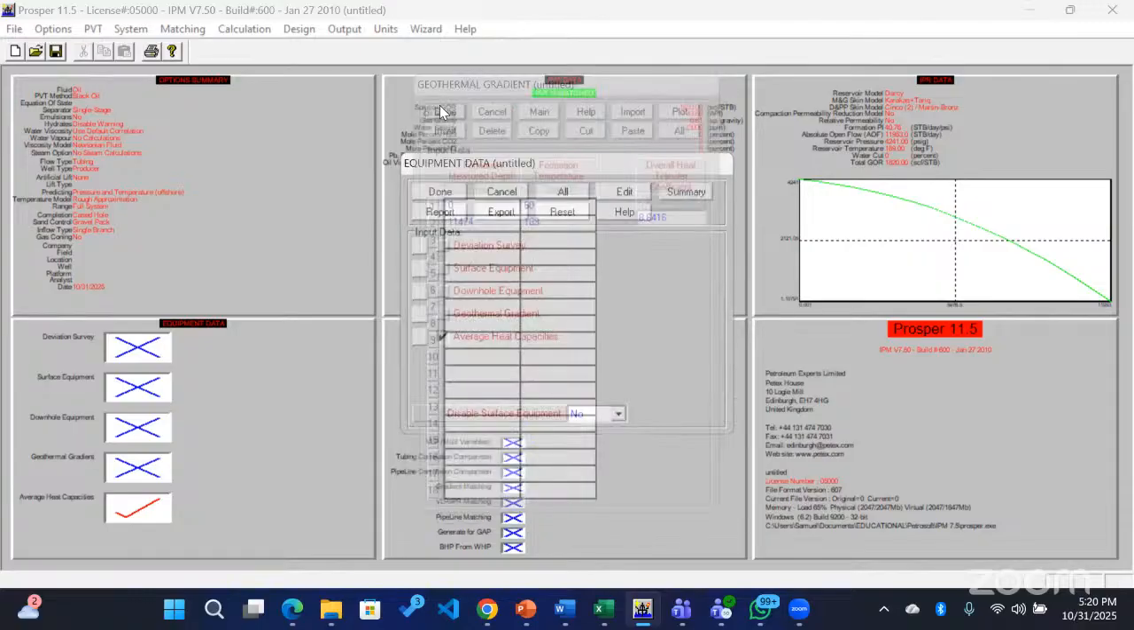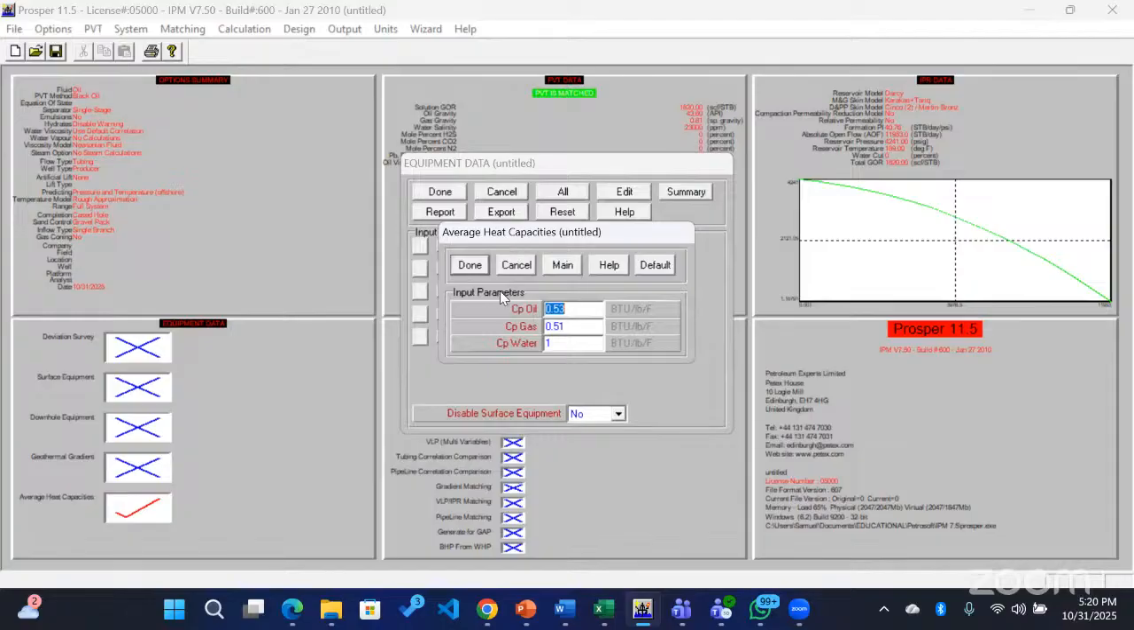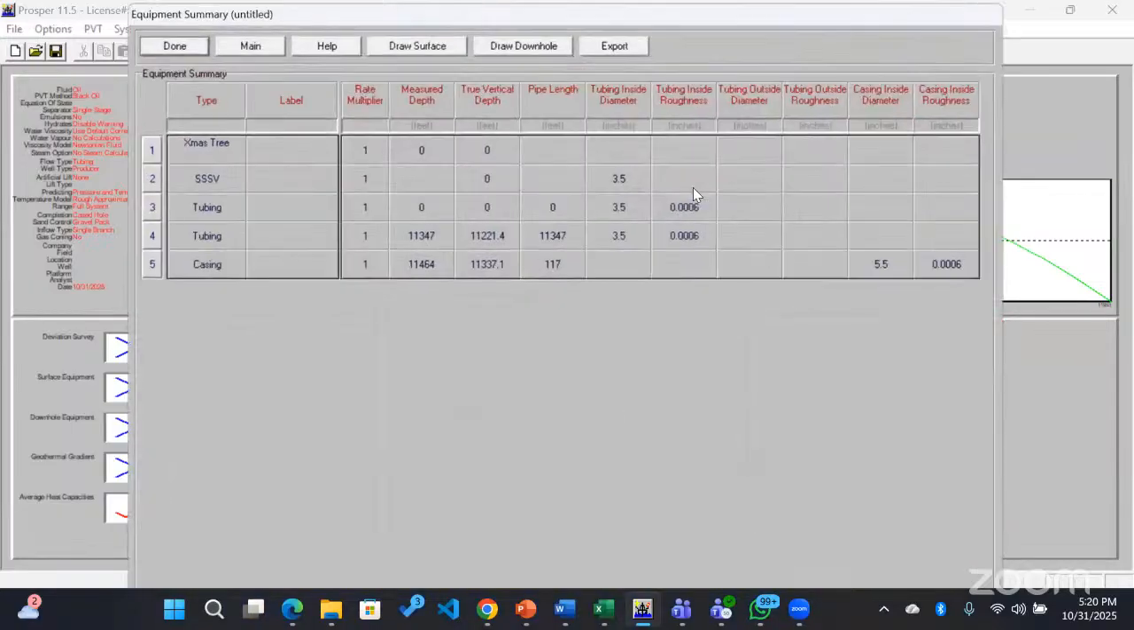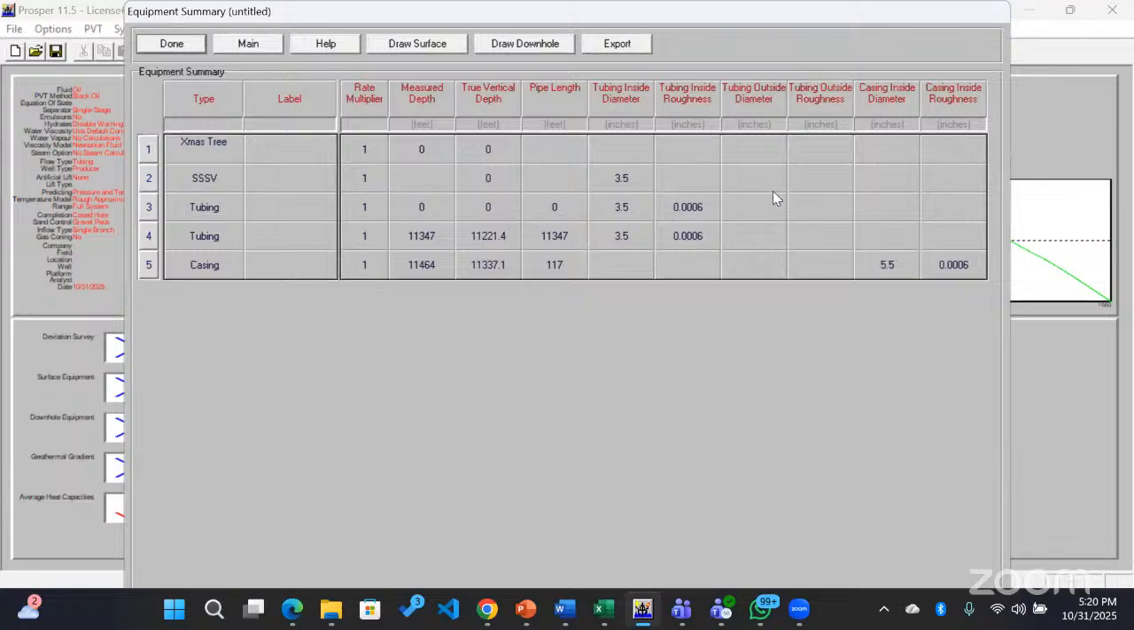So done. So it automatically computes our average heat capacity. Capacity of oil is 0.53 BTU, gas is 0.5, and water is 1. So it automatically computes that for us. Then let's look at the summary of what we have. So this is the summary of what we have.